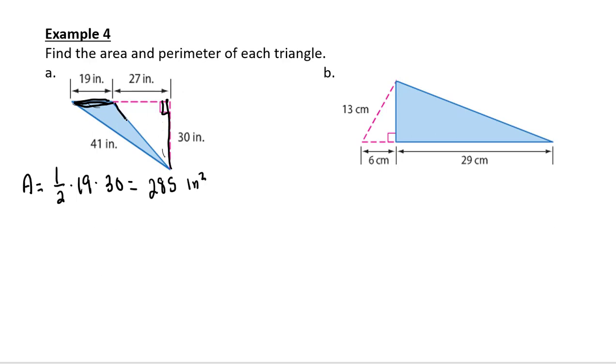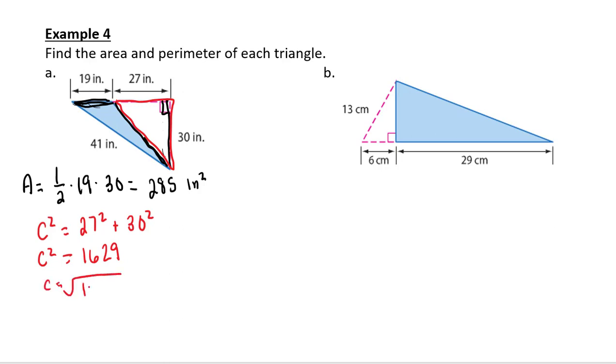Now the perimeter is a little bit more complicated. We need to find this side here, or the hypotenuse of that right triangle. So use your Pythagorean theorem. C squared equals 27 squared plus 30 squared. C squared ends up equaling 1629. Take the square root, and then putting that in simplest radical form, you would have to use your calculator on this.